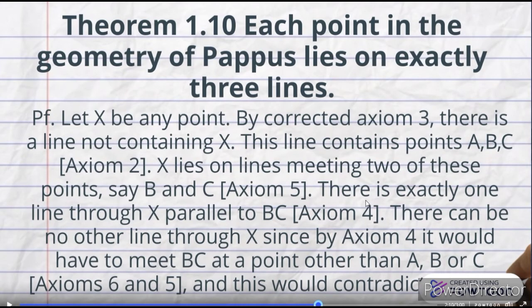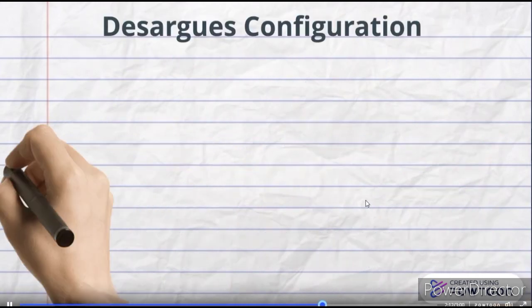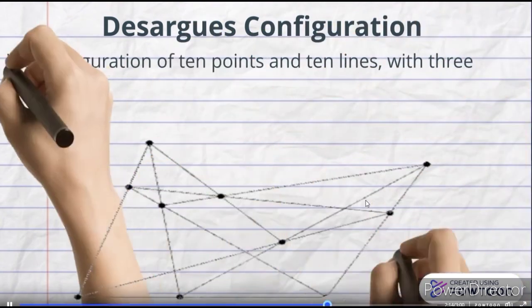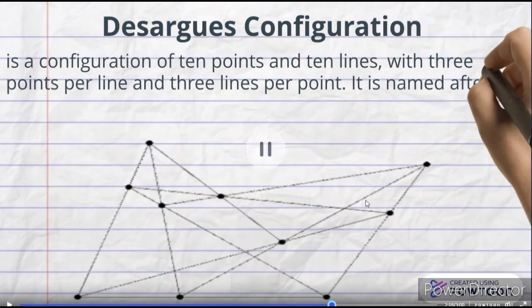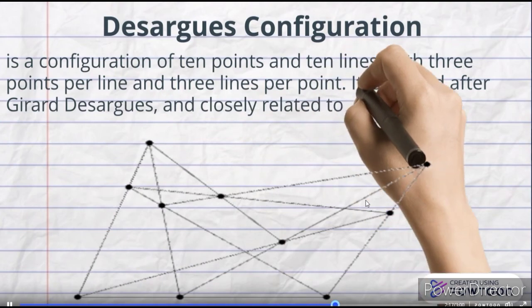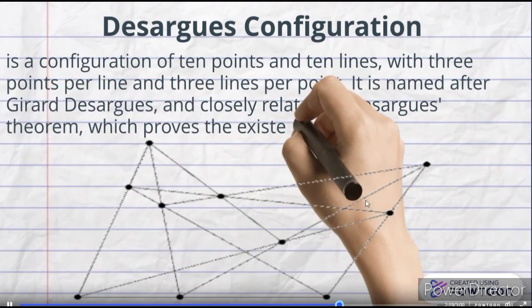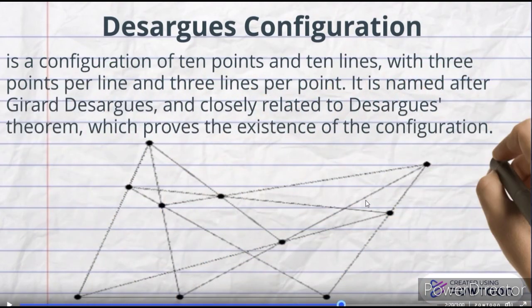Now let's talk about the Desargues configuration. It's a configuration of 10 points and 10 lines, with 3 points per line and 3 lines per point. It is named after Gérard Desargues and closely related to Desargues' theorem, which proves the existence of the configuration. Now let's proceed with the axioms.